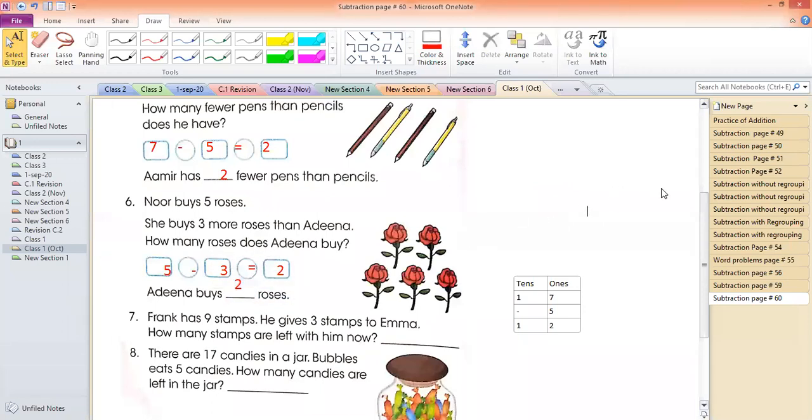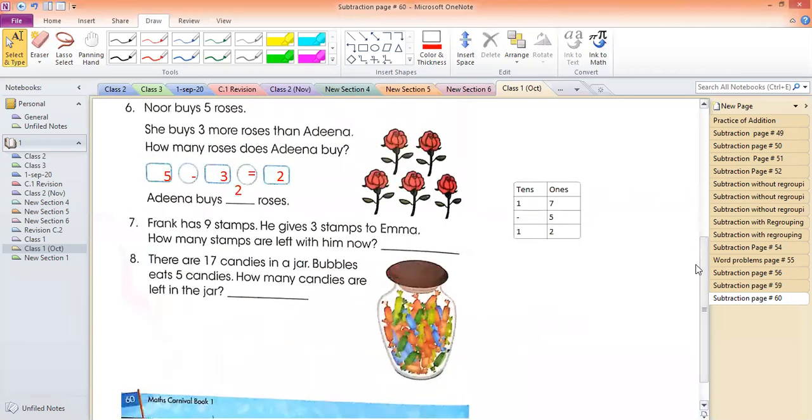Now question number 7. Frank has 9 stamps and he gives 3 stamps to Ima. How many stamps are left? So this is a very simple question. Frank has 9 stamps, he gives 3 stamps to Ima. How many stamps does he have now? Omar Mustafa. Yes, sir. Answer me. How many stamps does Frank have now? If he has 9 and he gives 3 to Ima.